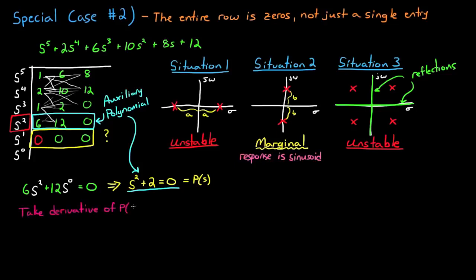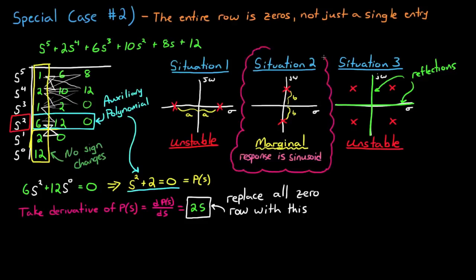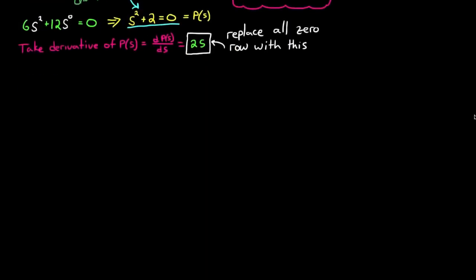And for simplicity, I'm going to call this auxiliary polynomial p. Now take the derivative of this polynomial p, and you can replace the row of all zeros with these new coefficients. In this case, the derivative is 2s, so the first coefficient is 2, and then there are no other coefficients afterwards, so the rest of it is just 0. Now you can complete the table, which is just 2 times 12 minus 6 times 0 divided by 2, which is just 12. And since there are no sign changes in the first column, you can conclude that there are no roots in the right half plane, and therefore this system must have some number of roots on the j omega axis, or this second situation. But we can take this one step further still.